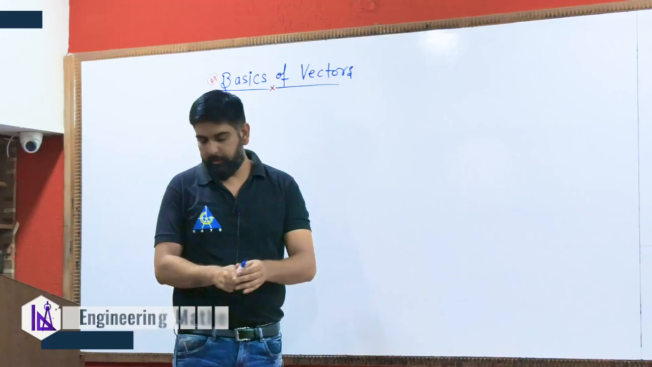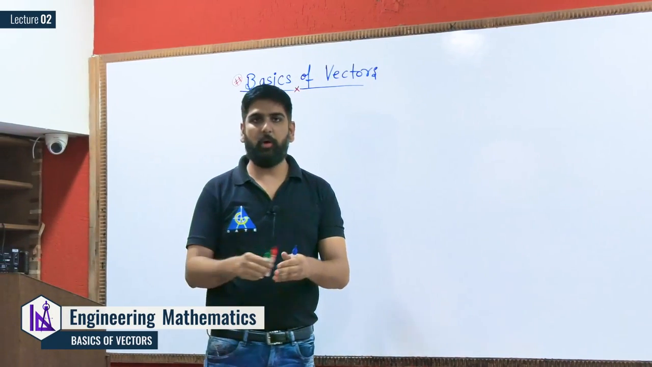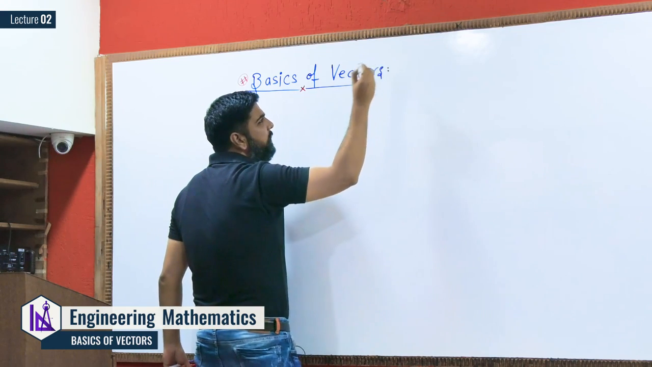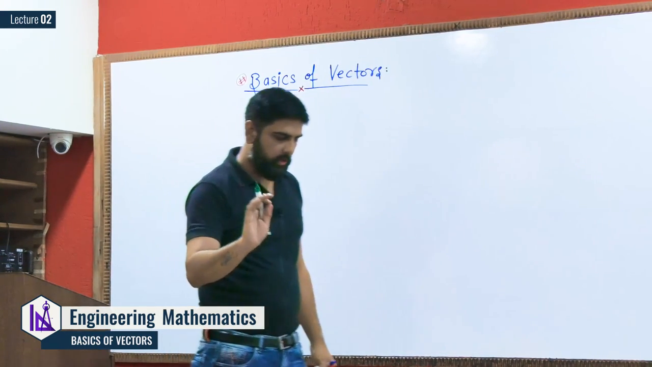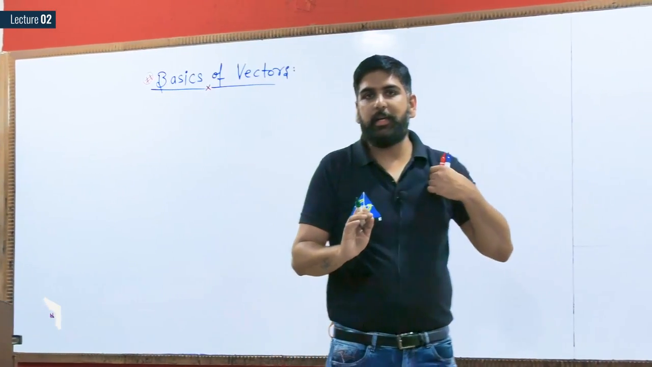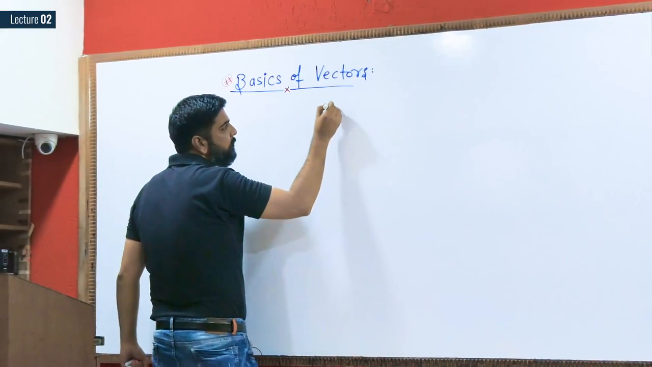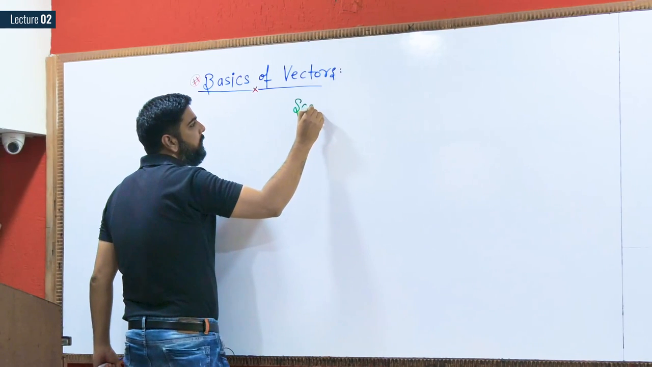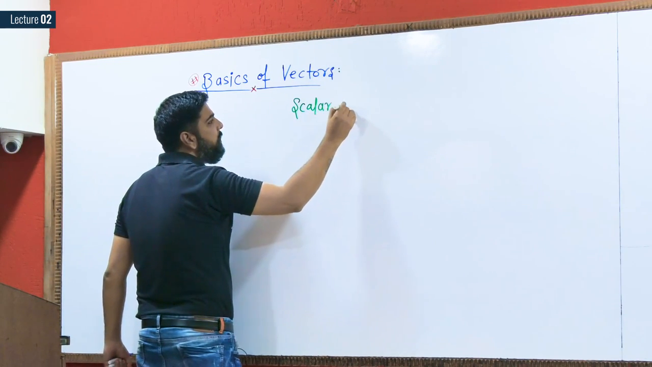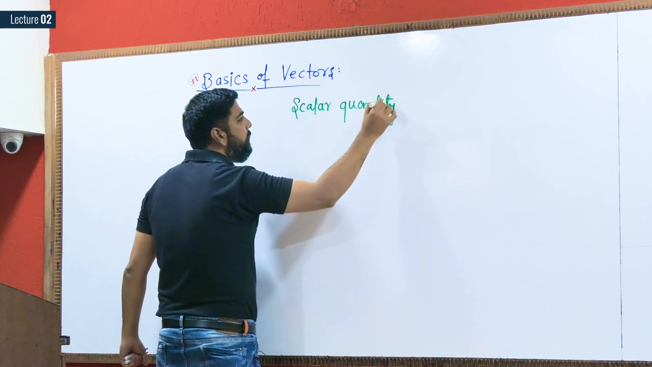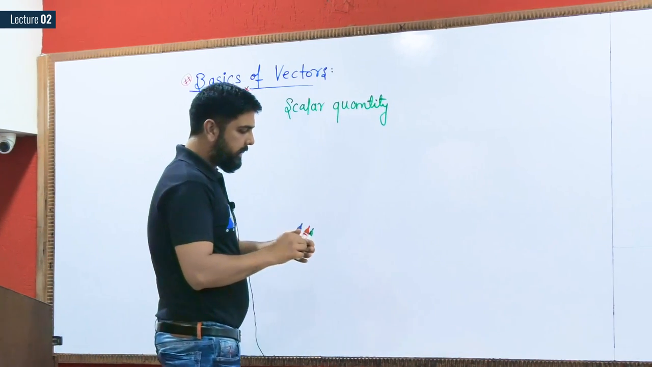Let's start with the basics of vectors, right? First of all, please write down, there are two types of quantities, as we all know. The first quantity is a scalar quantity. What is a scalar quantity?